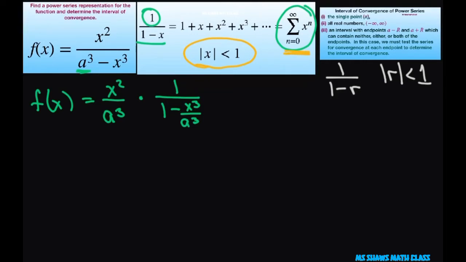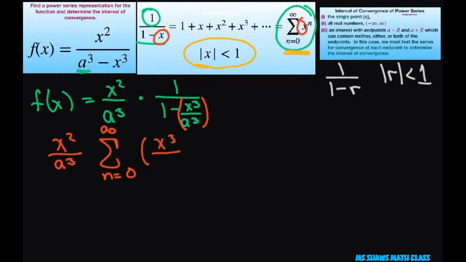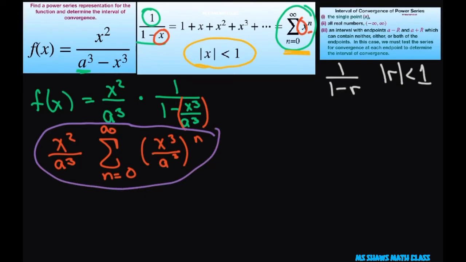So we're going to write this x squared divided by a cubed as the sum from n equals 0 to infinity. And this is going to be our x part, because these x's match. So you're going to write this as x cubed divided by a cubed to the power of n. So now we have it all matched up. This is the one we're going to be looking at for our r.